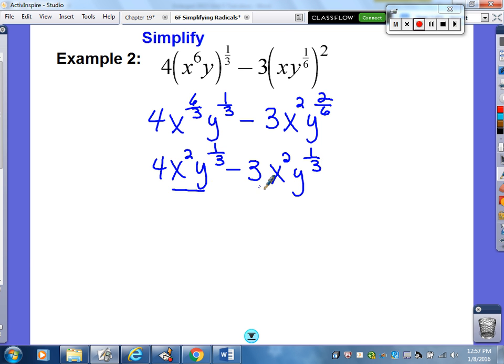Now these are our variable parts. They're exactly alike, so we can combine our coefficients. 4 minus 3 is 1, so we're going to end up with x squared, y to the 1/3. And if you're asked to change it back into a radical, you can change it into a radical: x squared times the cube root of y. Just follow the directions, depending on what the directions say.